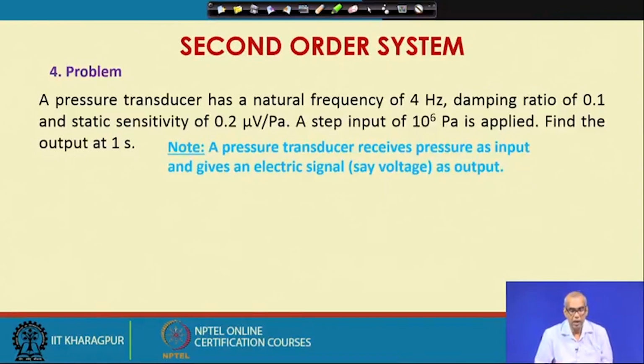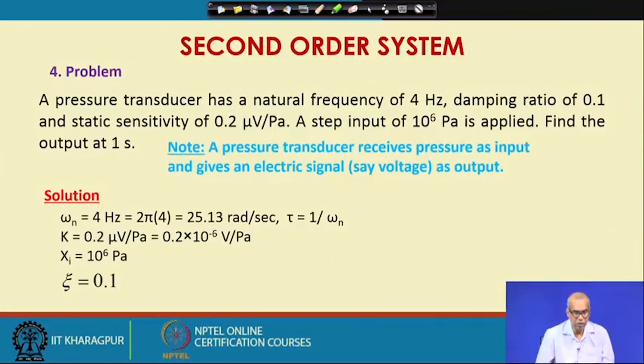Finally, let us take another problem on second order instrument. A pressure transducer has a natural frequency of 4 hertz, damping ratio of 0.1 and static sensitivity of 0.2 microvolt per Pascal. A step input of 10 to the power 6 Pascal is applied, find the output at 1 second. A pressure transducer we will talk about later. For the time being, let us consider that a pressure transducer receives pressure as input and gives an electrical signal as output. That electrical signal, let us say voltage.